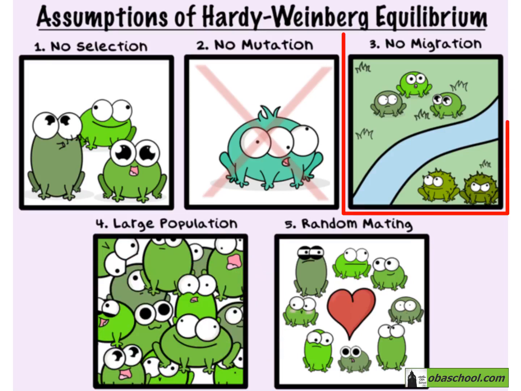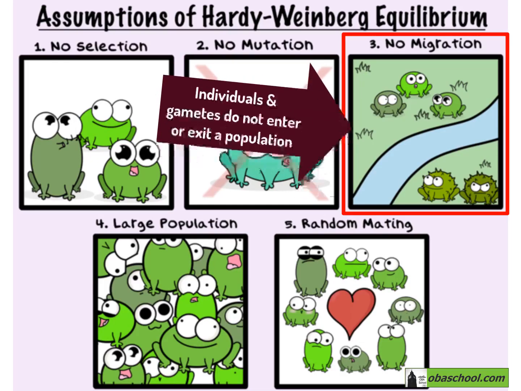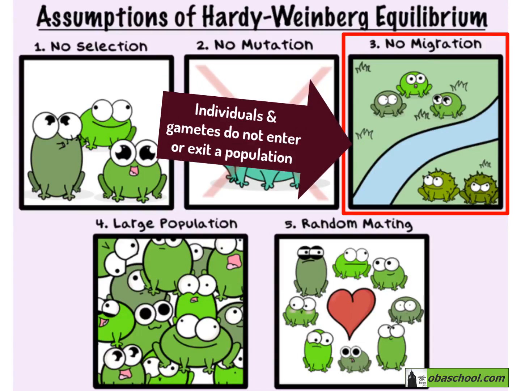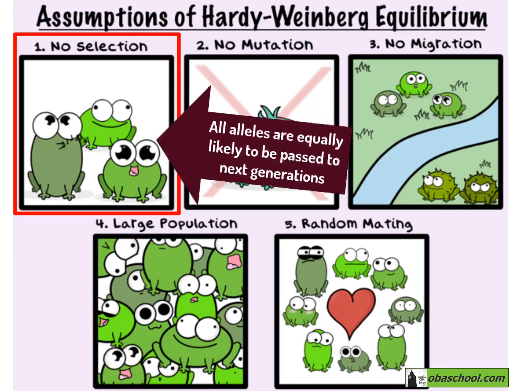Moreover, it assumes that there is no gene flow. This means that neither individuals nor their gametes enter or exit the population. And it assumes that the population size is very large. Finally, it assumes that there is no natural selection, meaning all alleles are equally likely to be passed to the next generation.